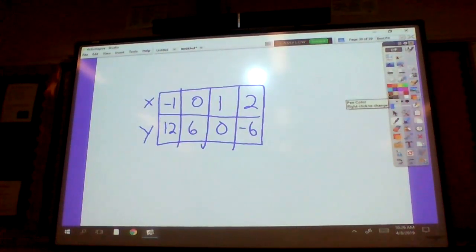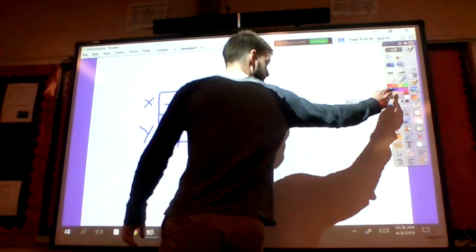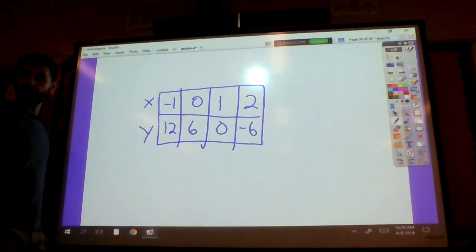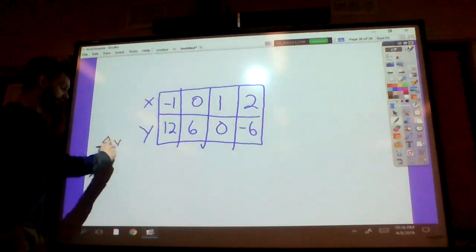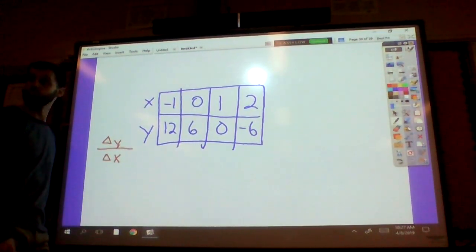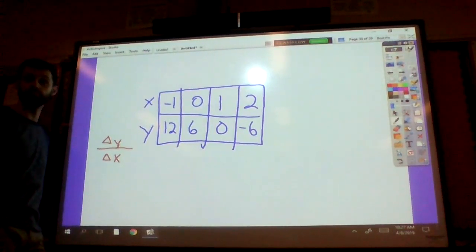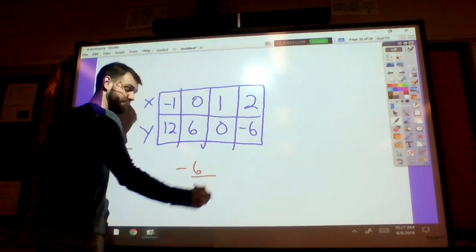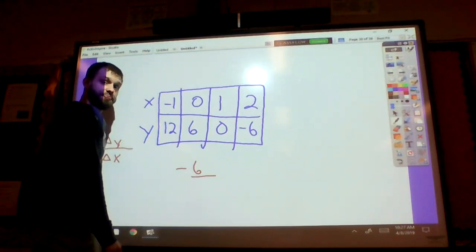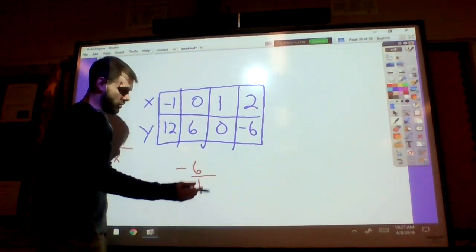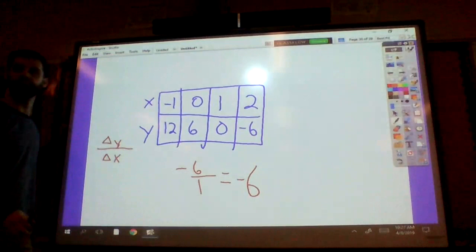Next, slope on a table. All right, this time we're going to use the change in y over the change in x. So, what is the change in y? -6. Y'all see the pattern here? It's going down by 6. -6 is the change in y. What is the change in x? 1. It's going up by 1. So it's -6 over 1. We don't really need the 1, so it's just -6. That's easy.